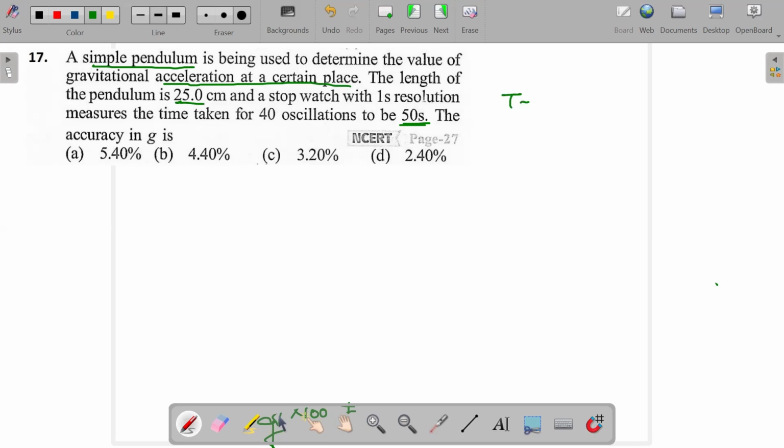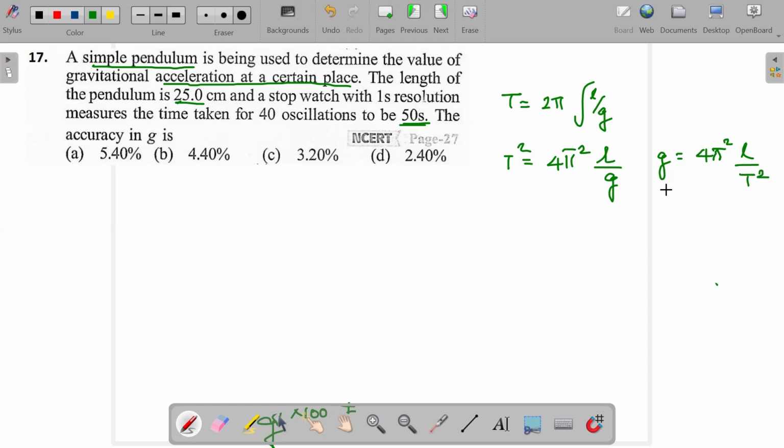We know the formula: time period is 2 pi into root of L by G. Squaring both sides, we wanted to take G out. T squared equals 4 pi squared into L by G. If I take G out, G equals 4 pi squared into L by T squared.